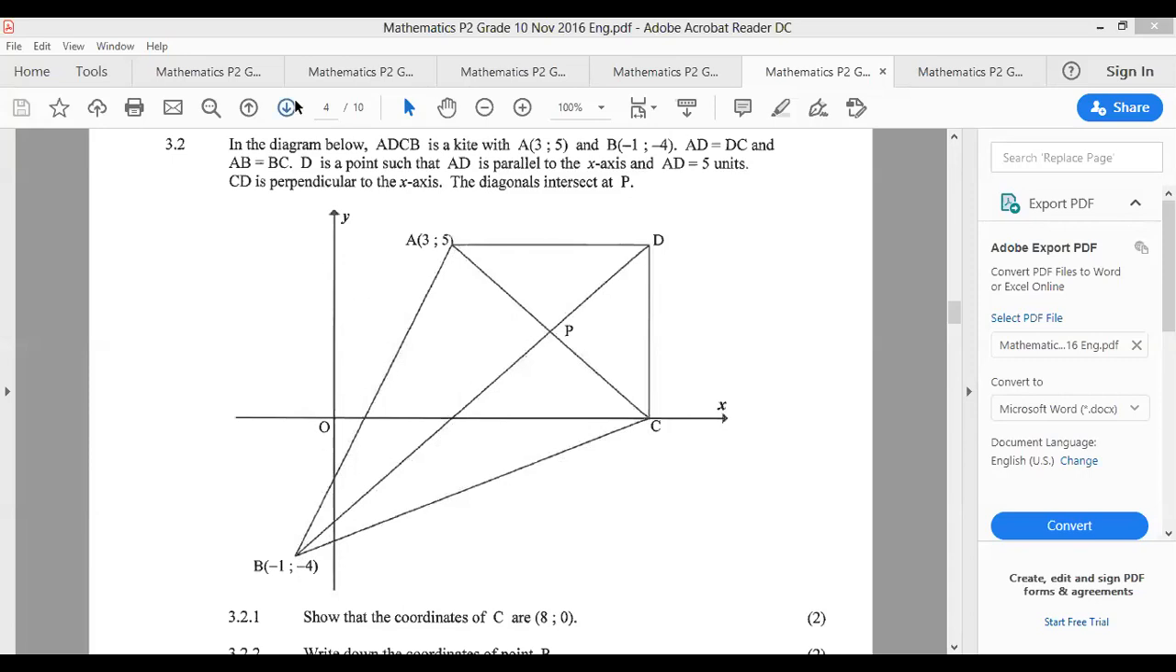Does it make sense? D is a point such that AD is parallel to the x-axis. So AD is parallel to the x-axis, right? What do they mean when they say something is parallel? Guys, yesterday we dealt with perpendicular lines, but what do we mean about parallel lines? Guys, I know you can tell me.